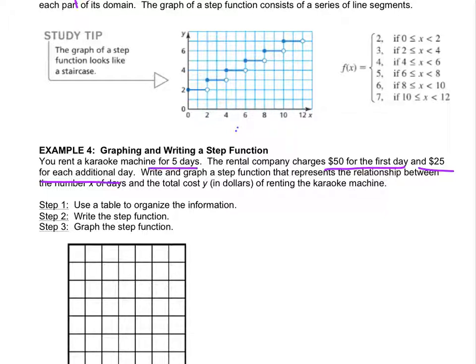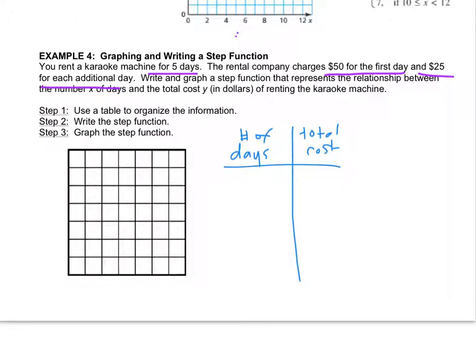The first thing is that we're going to use a table to organize the information. So if you have anywhere from 0 to 1 day, and it's not allowed to be equal to 0, because if you're renting it for 0 days, then what's the point of this graph? So anywhere from the beginning of the first day to the end of the first day, it's $50. But as soon as you hit that second day, it's now an extra $25.